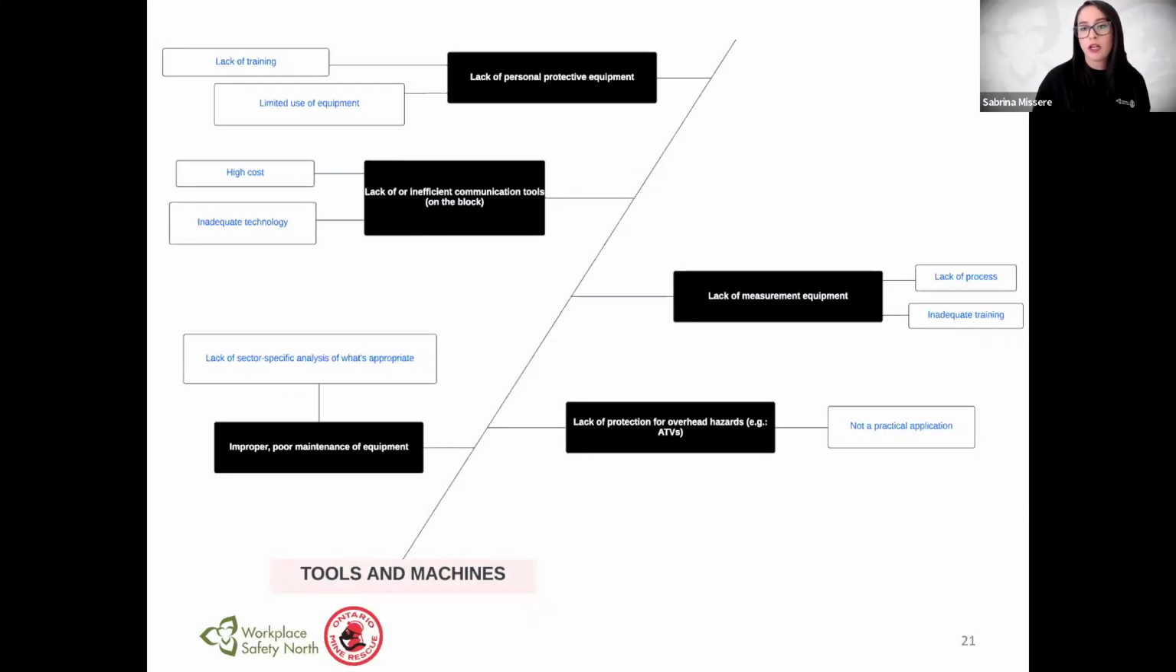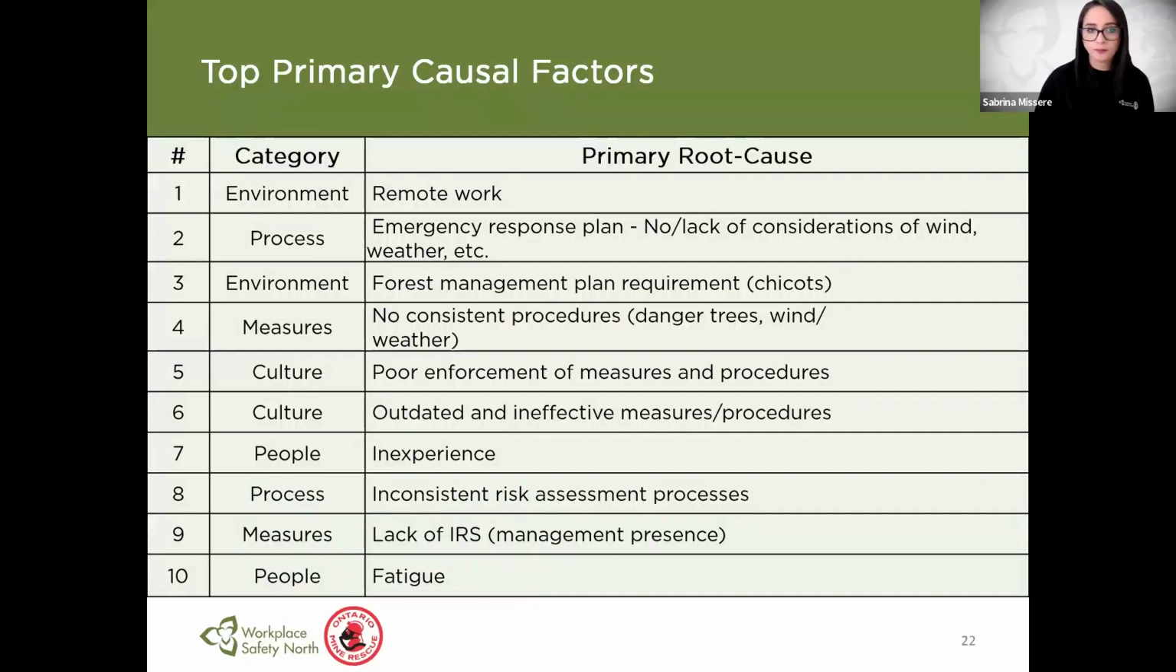Now, upon completion of the fishbone diagram, the management and worker representatives who participated in the root cause analysis session were the only ones who were able to vote to determine the top 10 primary causal factors. And we're going to have that shown up on the screen in just a second here.